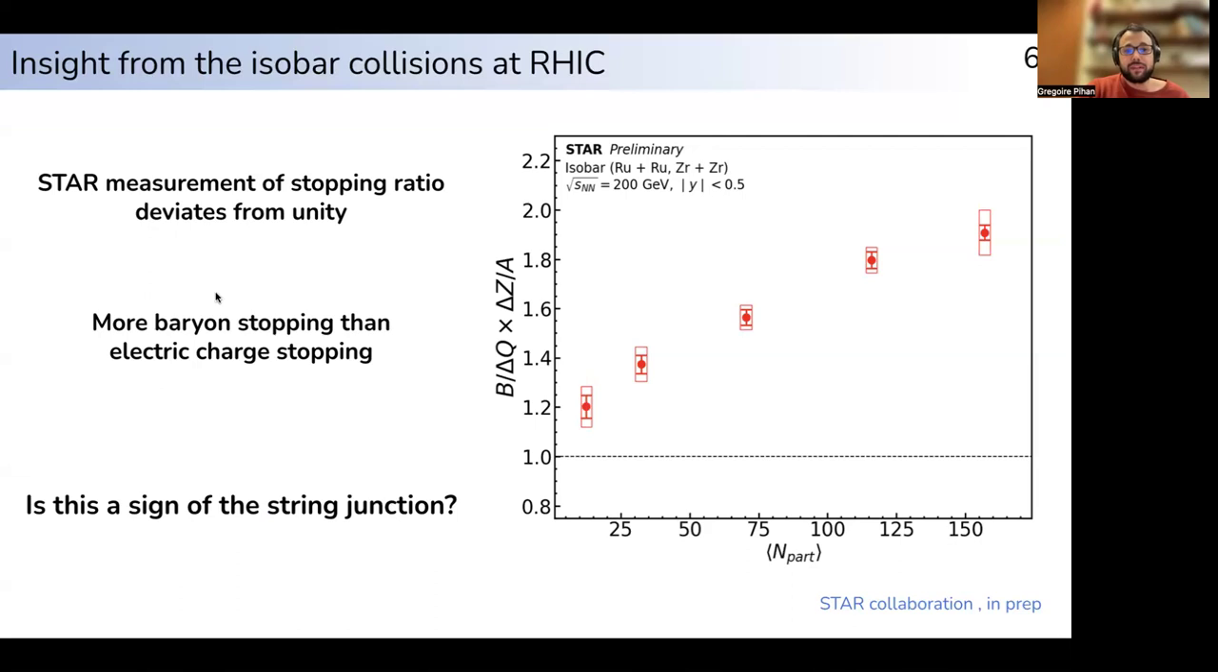So this means that we have something going on, which is an extra mechanism for baryon stopping as compared to electric charge stopping. And the question we ask here is: is this a sign of the string junction?